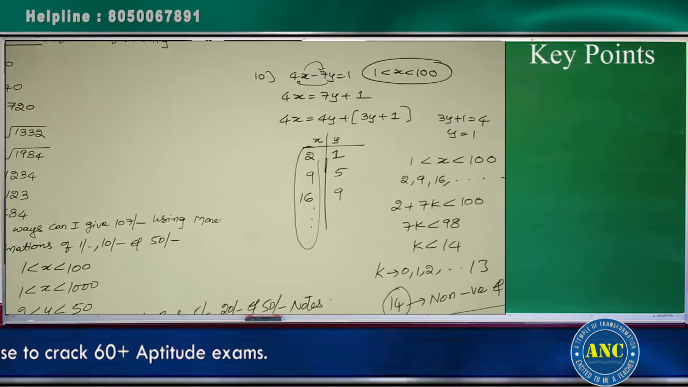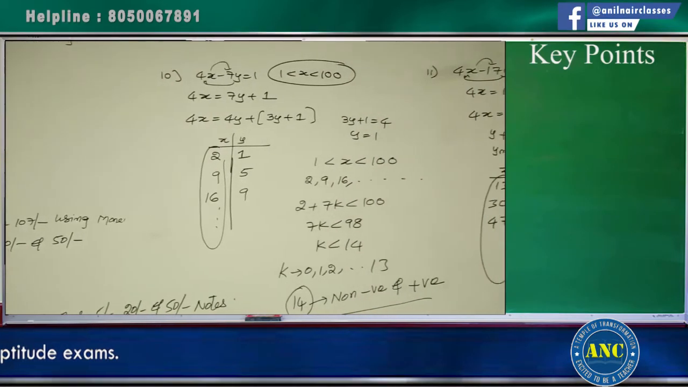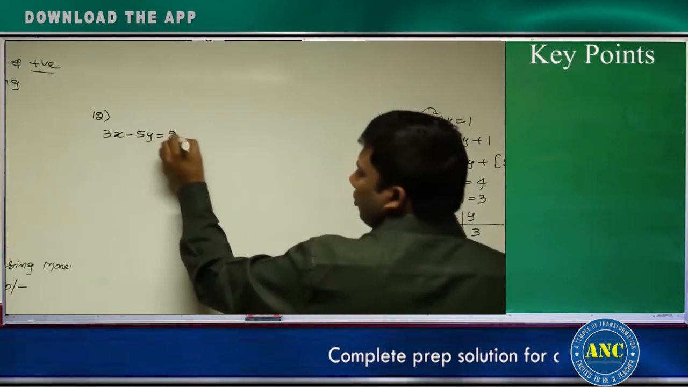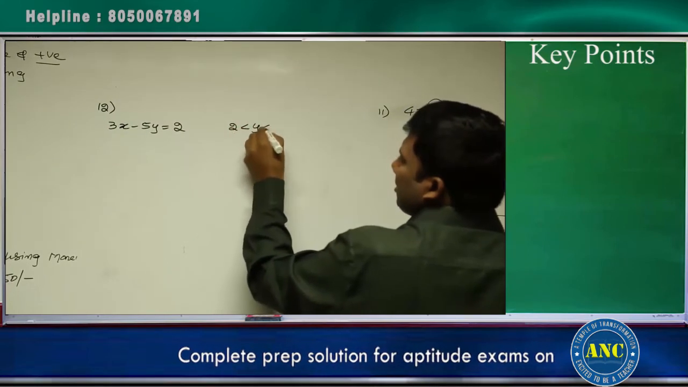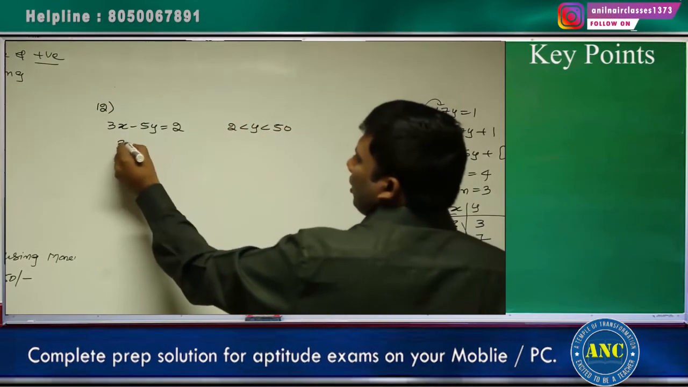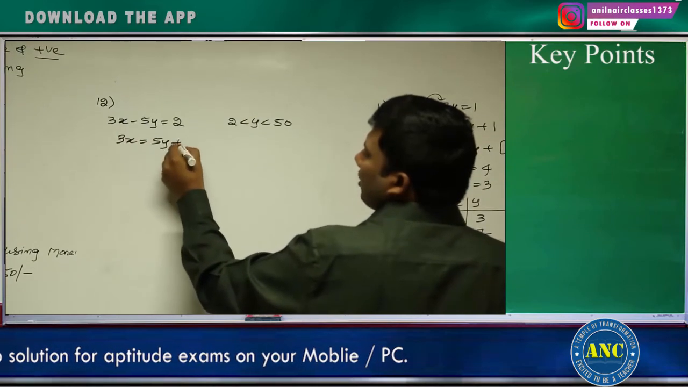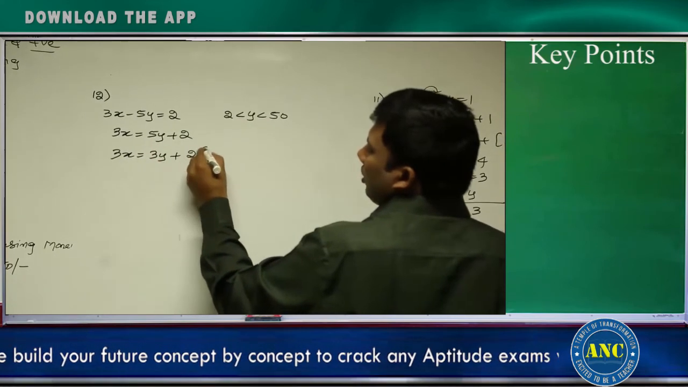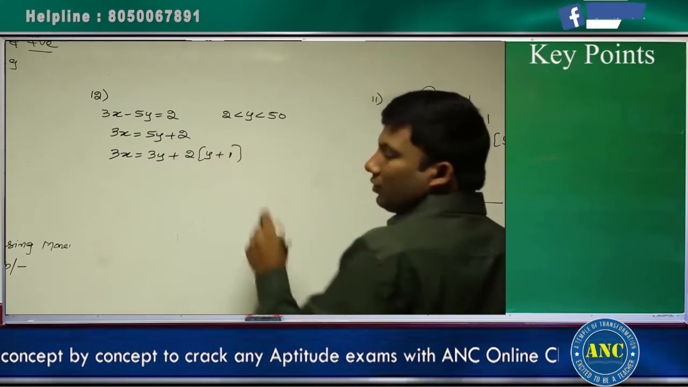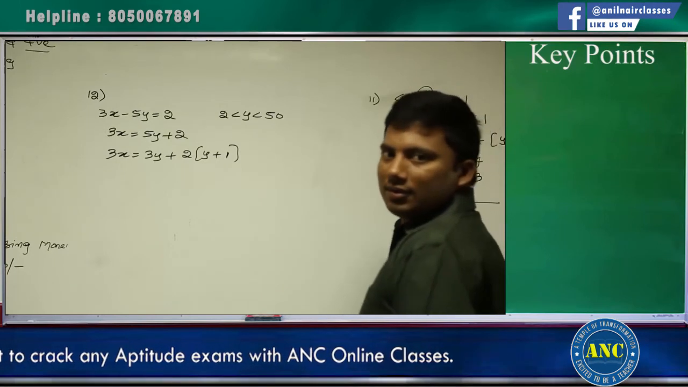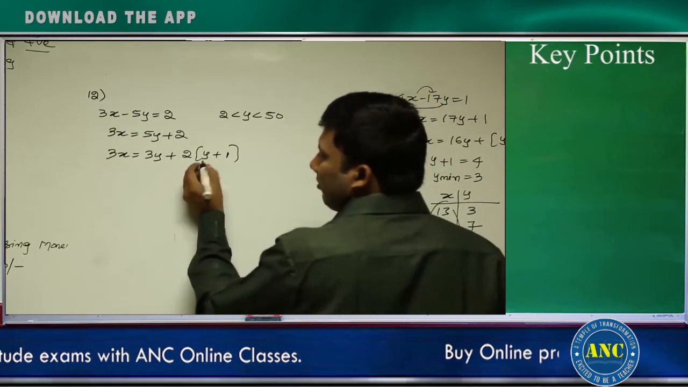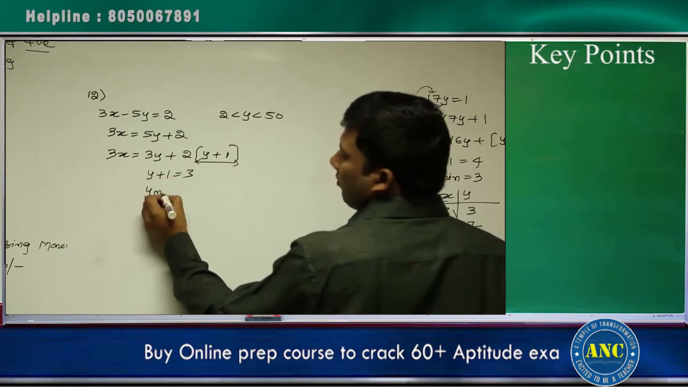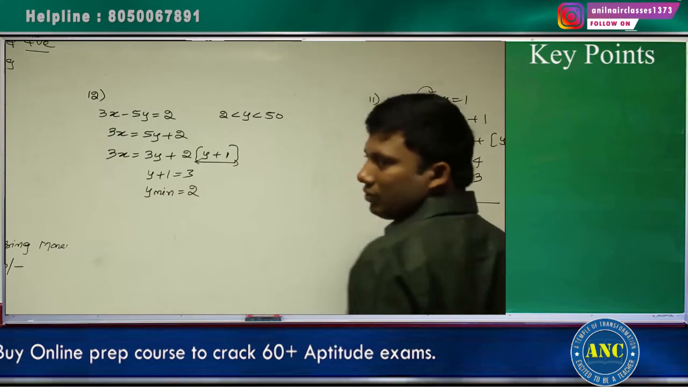Try to solve one more problem, the 12th problem. The restriction is on y. 3x minus 5y is equivalent to 2, with 2 less than y less than 50. So 3x equivalent to 5y plus 2, which is 3x equivalent to 3y plus 2 into y plus 1. 3y is divisible by 3, so this should be divisible by 3, y plus 1 is divisible by 3. Y minimum is 2.